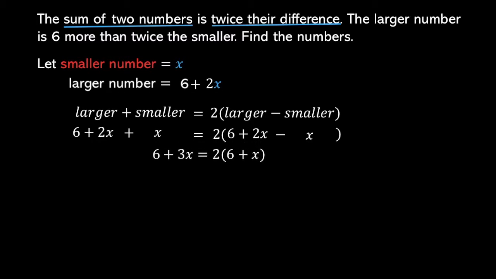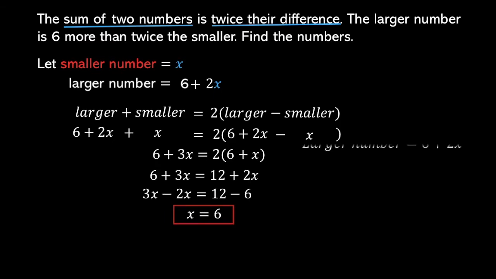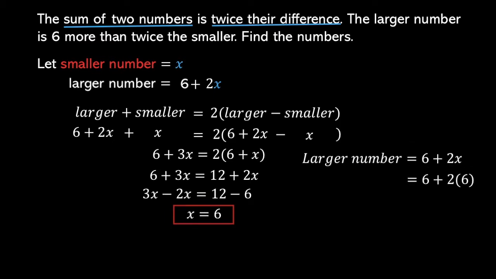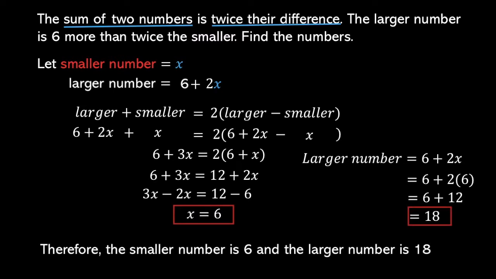Simplifying, we get 6 plus 3x equals 2 times (6 plus x). Distributing 2 to 6 and x, we get 12 plus 2x. Subtracting 2x and 6 on both sides, we get 3x minus 2x equals 12 minus 6. We simplify this to get x equals 6. x, then, our smaller number, is 6. We use this to solve the larger number. Substituting, we get 6 plus 2 times 6, or 6 plus 12, which is equal to 18. Therefore, the smaller number is 6 and the larger number is 18.